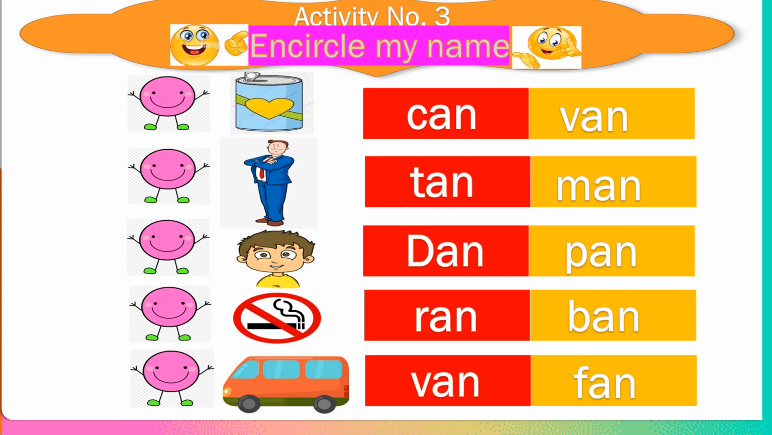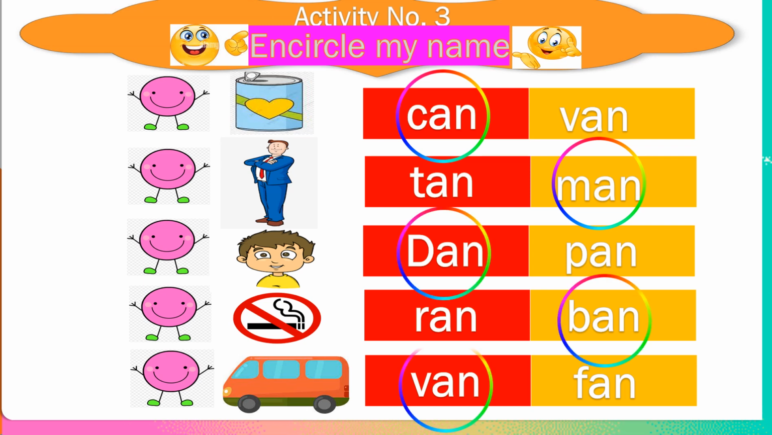And for our activity number 3, let's call it Encircle My Name. Encircle the right name of the picture or the right word for the picture. Let's do it. Let's check the answers. Did you get it, kids?